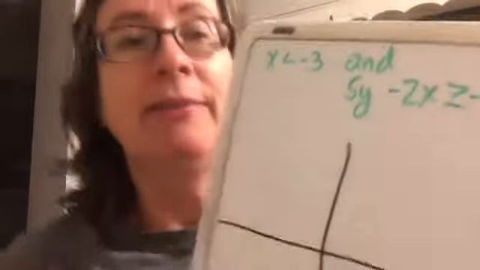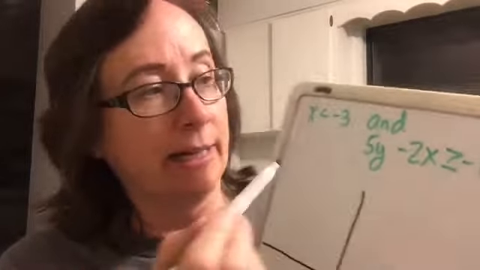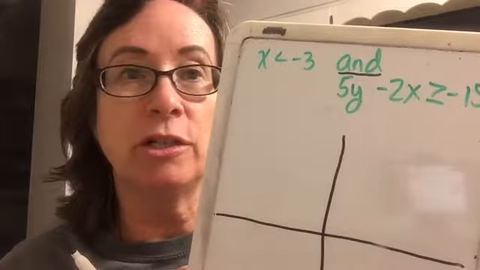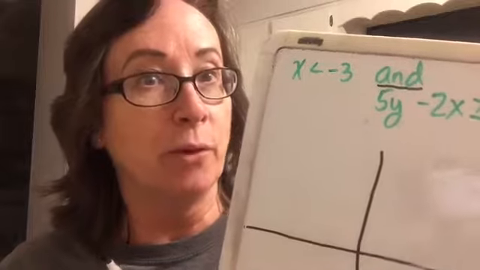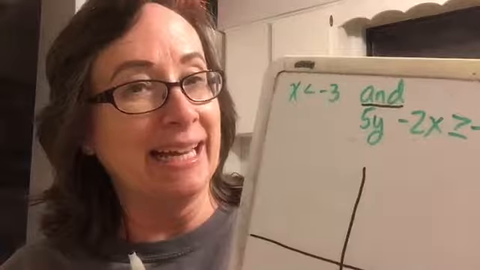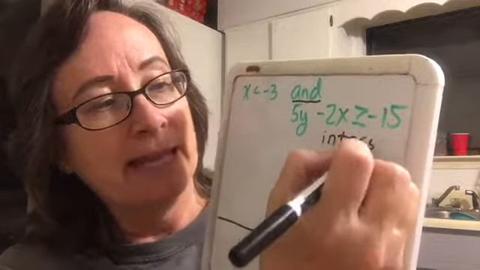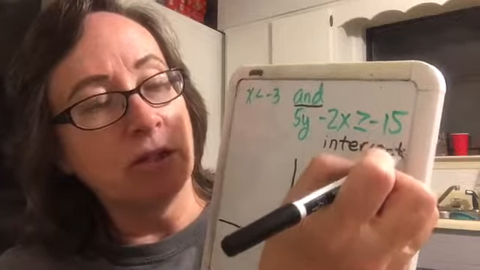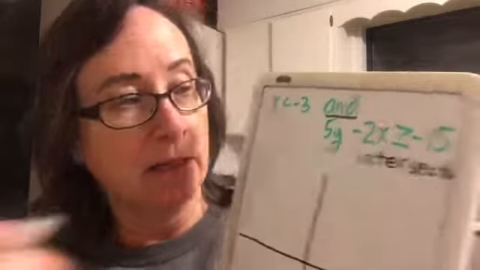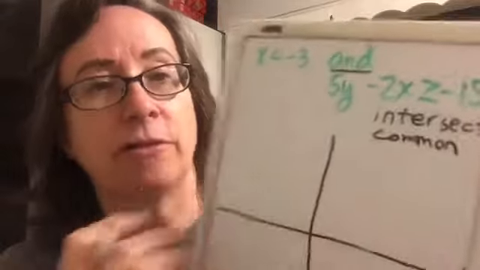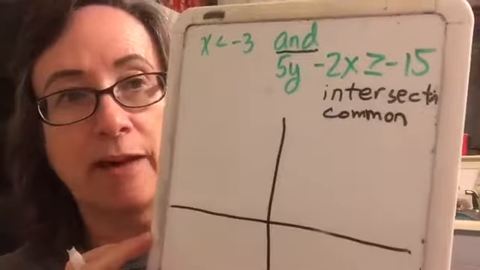Okay, remember when we have a compound inequality and there's an and in between, that means we're going to have all the points that make both true. Because remember, and means the same thing as intersection. And intersection is what the two groups have in common. So when you are thinking about and, you're thinking about what the two groups have in common.